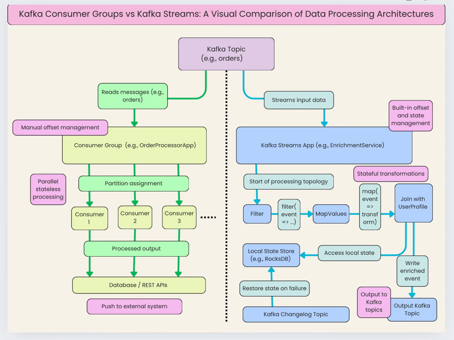To wrap up, Kafka consumer groups are excellent for stateless, horizontally scalable workloads. Kafka Streams gives you real-time stateful stream processing with built-in reliability and fault tolerance. Both are powerful and they can even be used together depending on your architecture.